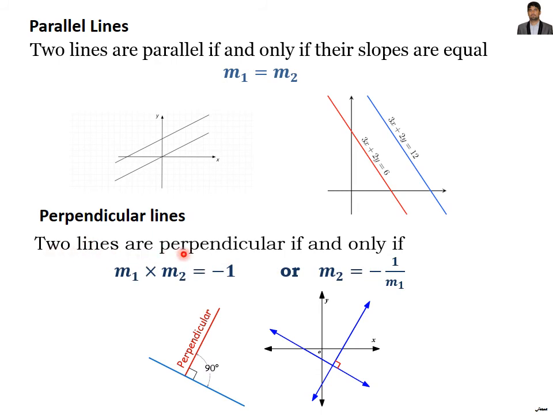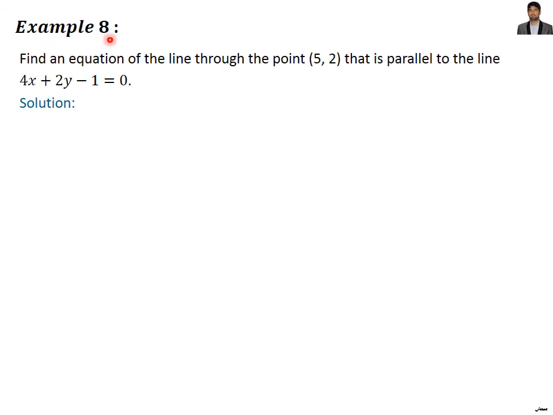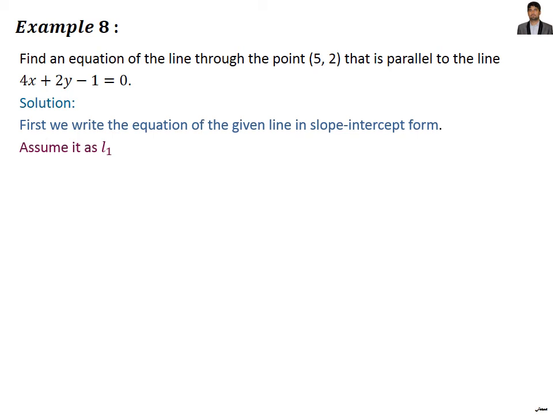Two lines are perpendicular if and only if the product of their slopes is -1. Or you can rewrite it as m2 = -1/m1. Example number 8. Find an equation of line through the point (5, 2) that is parallel to the line 4x + 2y - 1 = 0. First, we assume that this line is L1 and the line we have to find is L2.